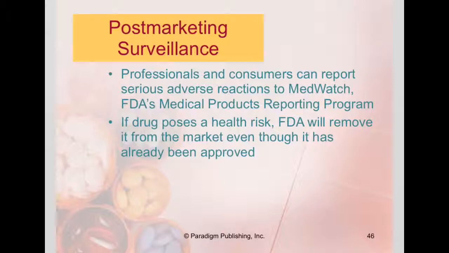If a drug poses a health risk, the FDA can remove it from the market even though it's already been approved. They can do a recall. The manufacturer can do a voluntary recall. Just different things like that. But things are taken off the market after being approved.